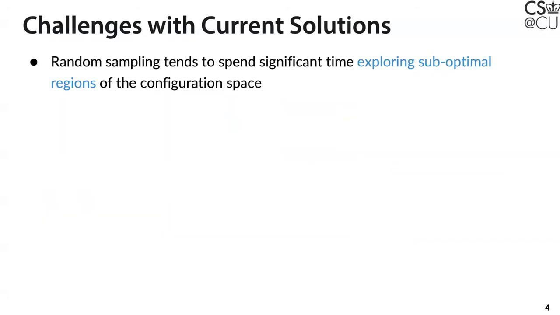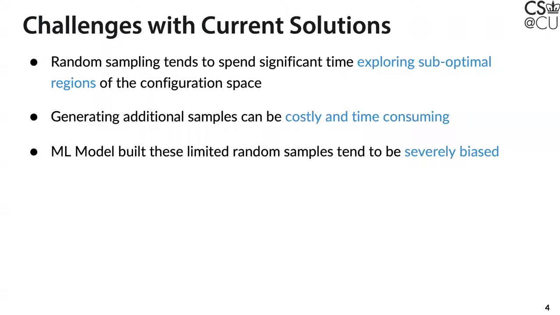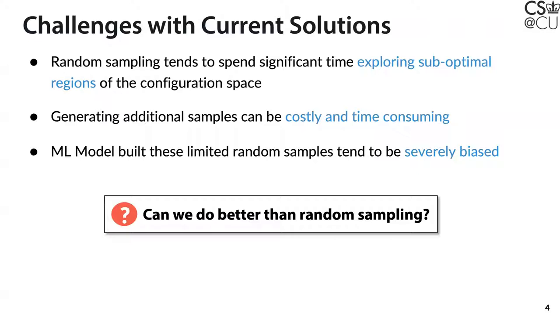Now, this approach has a number of challenges, and it's because of random sampling. Random sampling tends to spend a significant amount of time exploring suboptimal regions of the configuration space. And for every additional sample that needs to be gathered, we would have to spend considerable time and money to gather these samples. ML models that are built with a limited number of random samples also tend to be severely biased. So in this work, we ask if we can do better than random sampling.